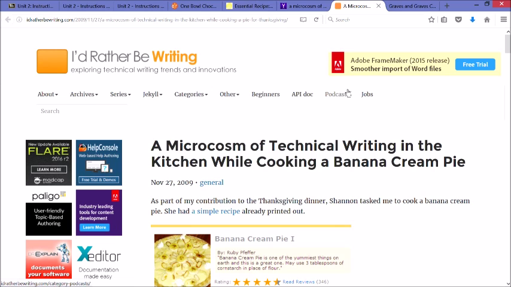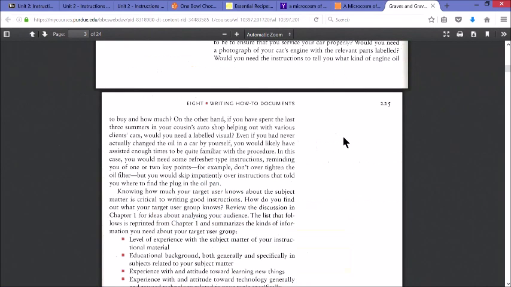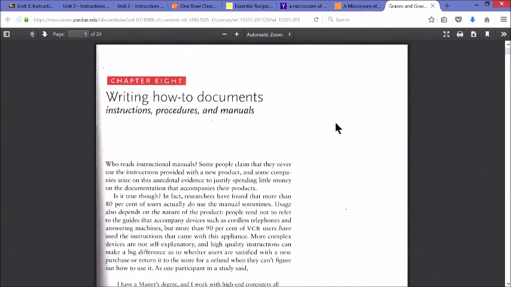Next, I want to talk briefly about Graves and Graves, Chapter 8, which is a really, really great explanation of writing how-to documents for instructions, procedures, and manuals. In this chapter, the authors identify 7 strategies for making instructions and procedures easier to use. While all 7 are important, I want to point your attention to the 4 that will be most valuable for our purposes.